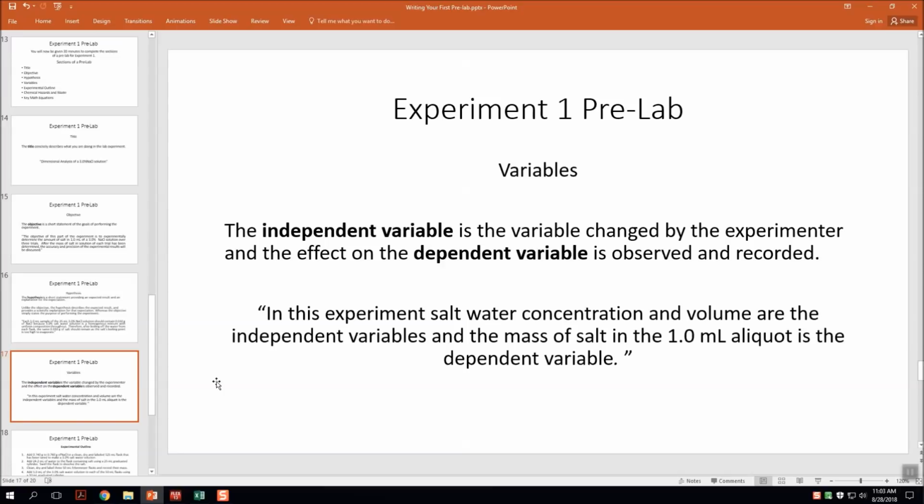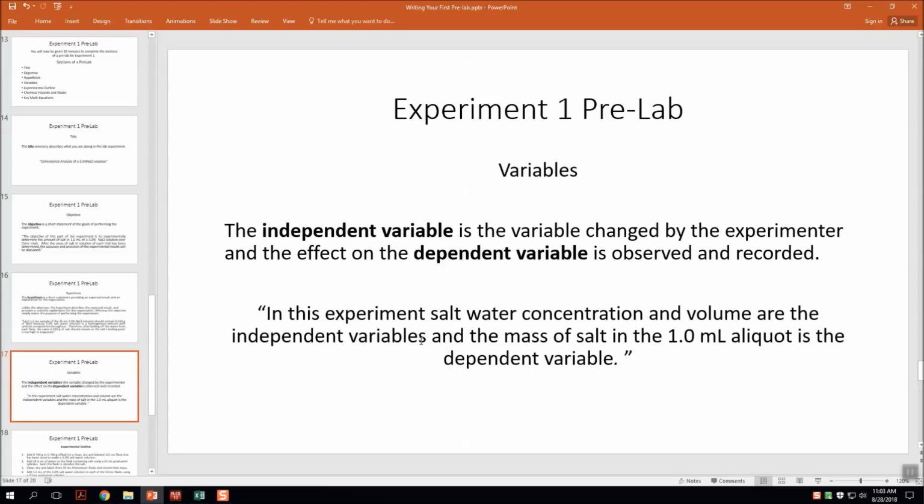So the independent variable is the variable changed by the experimenter. That's the one that we actively change. And the dependent variable is the variable that we observe and record. So in this experiment, saltwater concentration and volume are the independent variables. Pick one. All right, there's usually lots of independent variables. You could even argue the temperature of the hot plate is an independent variable because the experimenter controls that.